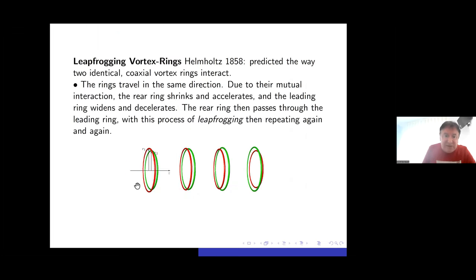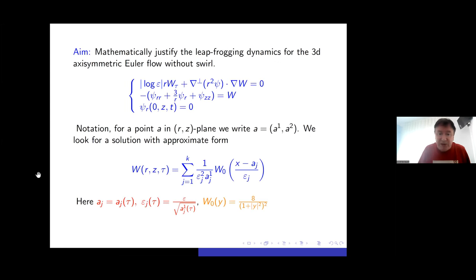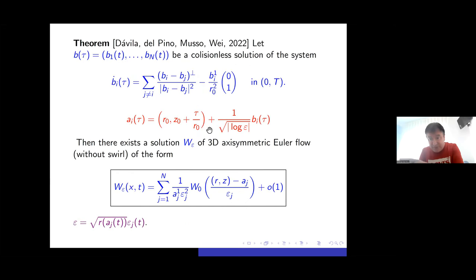This is a very interesting problem, called leapfrogging vortex rings. Helmholtz in 1858 predicted this type of motion. So these vortex rings alternate, going one after each other. They cross, exchanging their radii, and then do that periodically, in fact, for at least a finite number of times. We are able to find solutions with that particular ansatz, and this can be mathematically re-expressed in this way. So this is a conjecture that probably traces back to the mid 19th century.